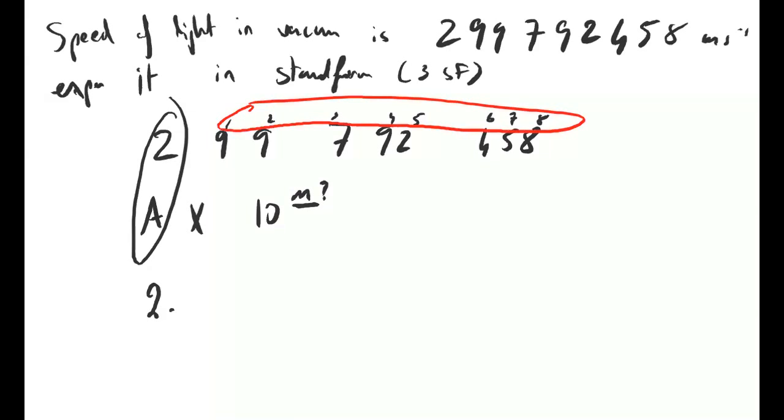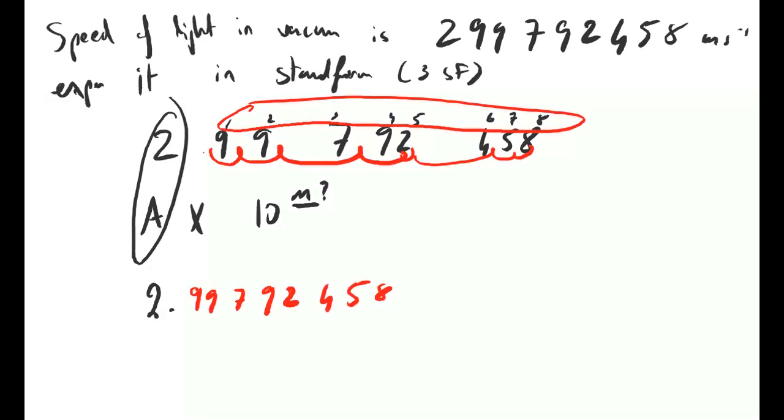So we need 8 decimal places. We will need 10 power 8 because that's 1, 2, 3, 4, 5, 6, 7, 8, right? So it's 2.99792458 times 10 power 8.